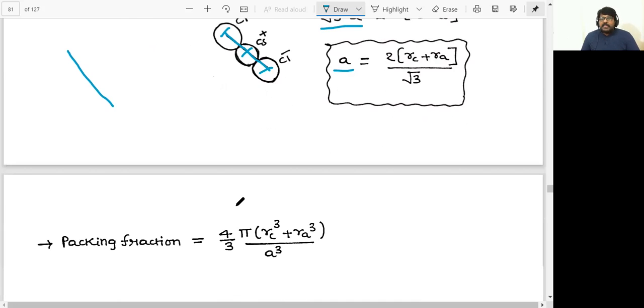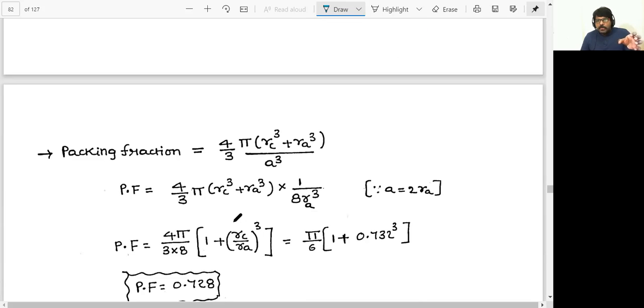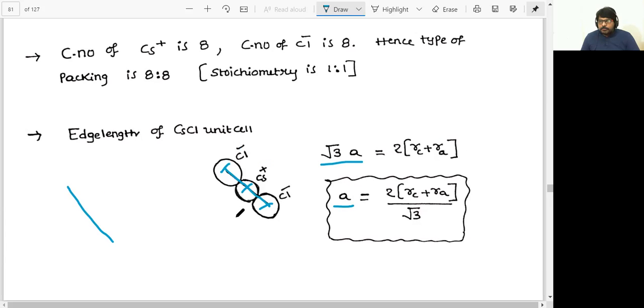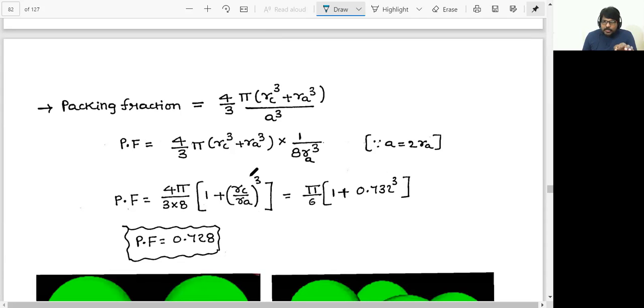All right. And packing fraction, if you calculate, is very clear: packing fraction means the volume occupied by all ions present in the unit cell divided by the volume of the unit cell. See, there is one ionic pair effectively in one unit cell. That means one cation and one anion. So the volume of cation is 4 by 3 pi rc cube, the volume of anion is 4 by 3 pi ra cube. There is only one cation, one anion, and 4 by 3 pi is common. And here, obviously, for a cubic unit cell, the volume of the unit cell is a cube.